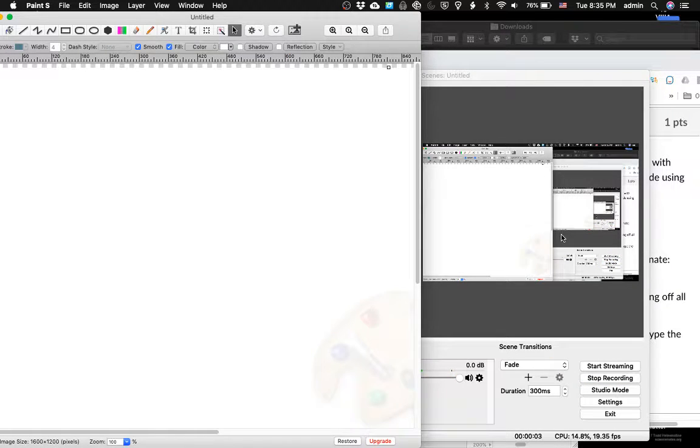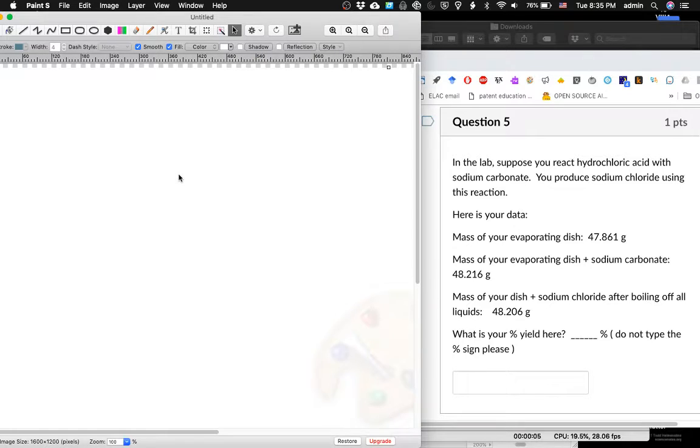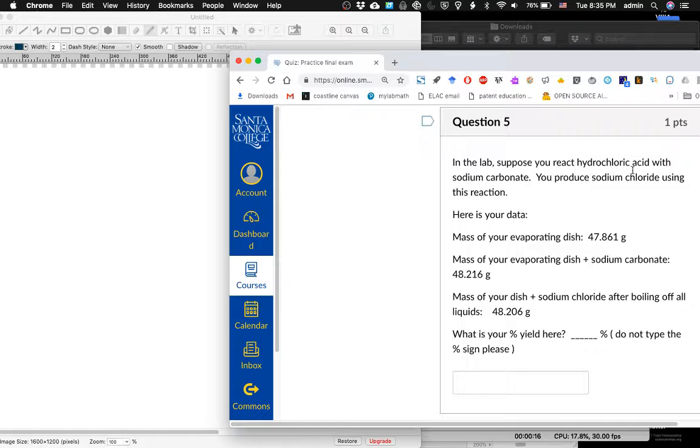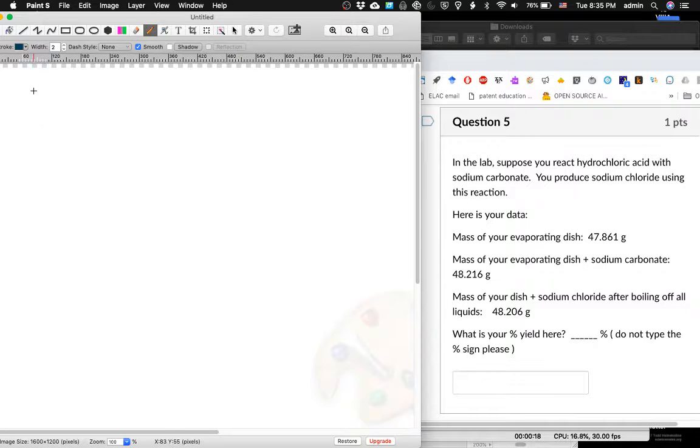Hi. This is how you do number five. You have to write a balanced chemical equation: hydrochloric acid and sodium carbonate. This is a double displacement reaction.